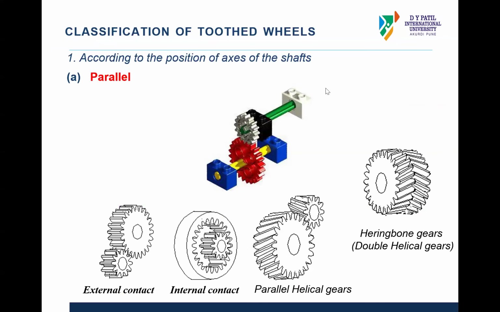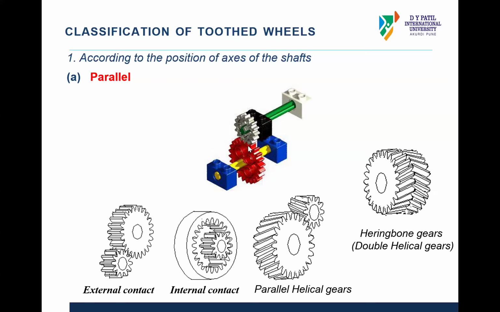Now just look at the classification of these wheels, or you can say gear shafts. So first part is if shafts are parallel to each other. This is the arrangement where we are talking about engagement of gears. When shafts are parallel to each other, we have spur gear. So teeth are parallel to the axis of shaft, so motion gets transferred from input shaft to output shaft.